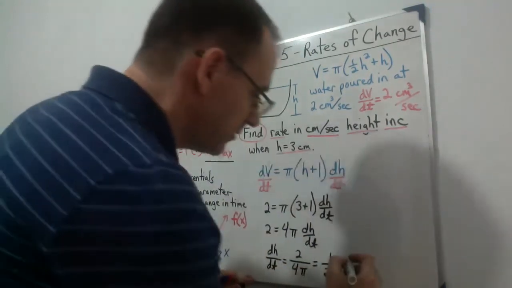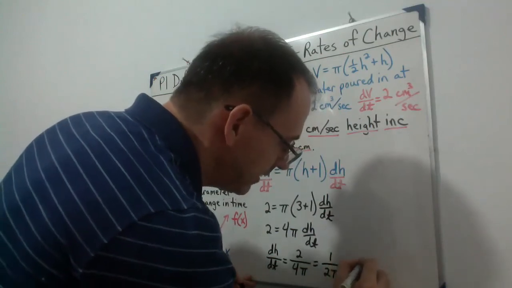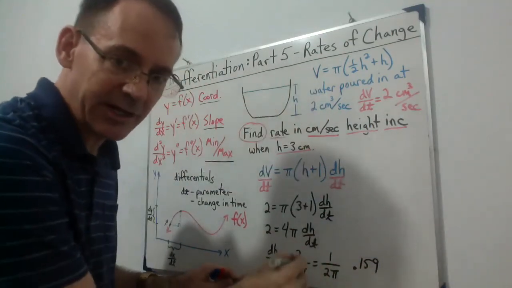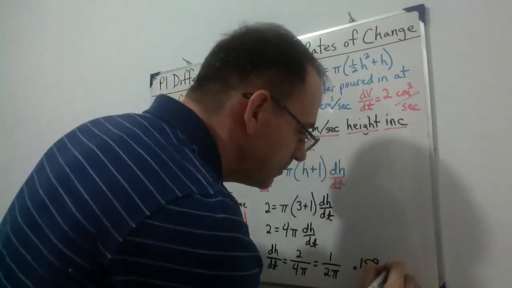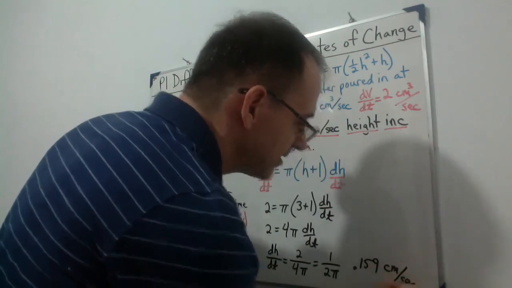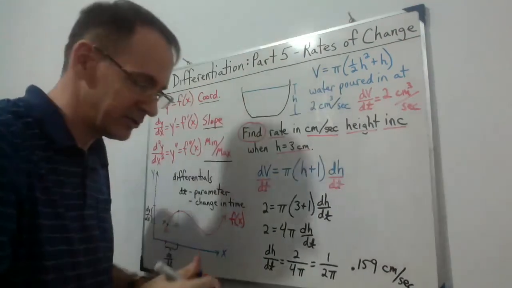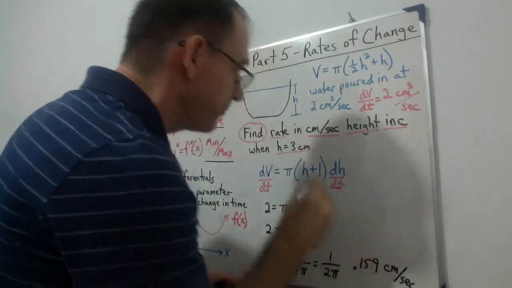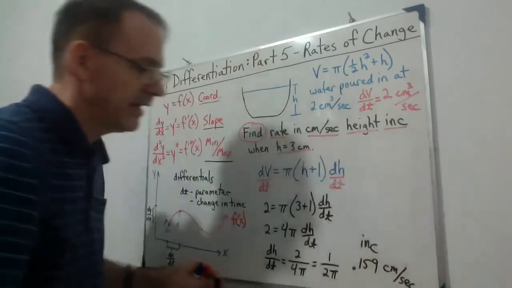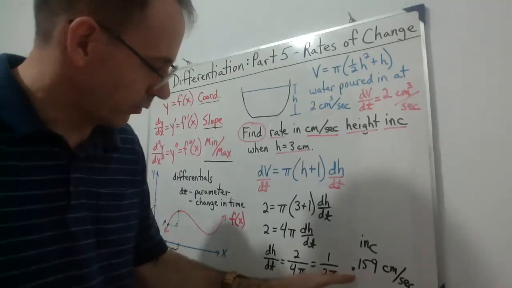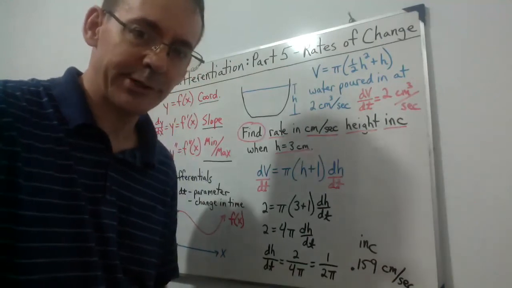So if you want, you can convert it. This is approximately 0.159. You can do it on your calculator, 1 divided by 2 pi. 0.159 centimeters per second. And it's positive because the height is going up. As you add water, the height goes up. So it's increasing, and it already said increasing over here. So it's increasing at a rate of the dH dt, 0.159 centimeters per second.